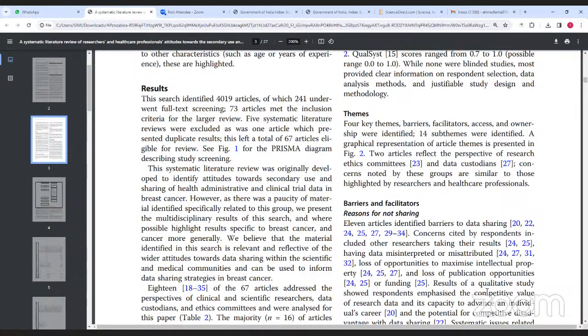This search identified 4,019 articles, of which 241 underwent full text screening. 73 articles met the inclusion criteria for the larger review. 5 systematic literature reviews were excluded, as was one article which presented duplicate results. This left a total of 67 articles eligible for review. See figure 1 for the PRISMA diagram describing study screening.